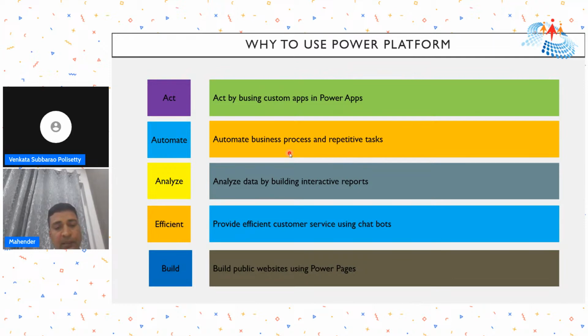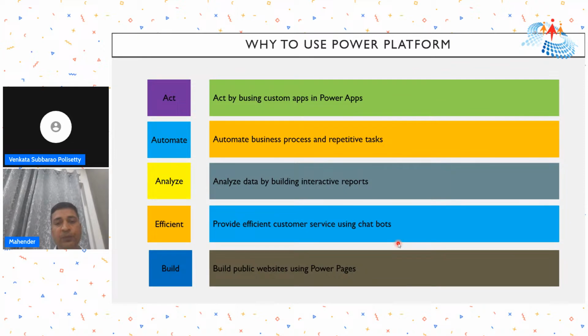And the last one is that to build a public website, we can use Power Pages now. Earlier we used to call it Power Portal, but recently Microsoft changed it to Power Pages. And in Power Pages we can build our public website. And all the apps that we have are basically integrated with each other. So we can consume the data from one app in another app, and we can show the data.